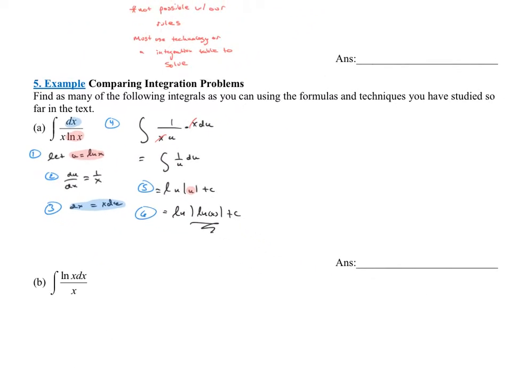So if you have the integral of dx over x times the natural log of x, use u substitution with u equal to natural log of x, you end up with natural log of the absolute value of the natural log of x plus c. Great test problem right there.